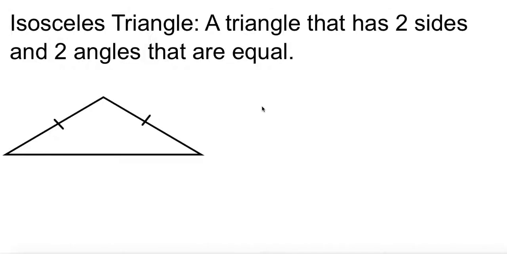In this video, we'll be going over finding the missing angle inside of an isosceles triangle. Now, before we go into that, let's review the definition of an isosceles triangle. All it is is a triangle that has two sides and two angles that are equal.